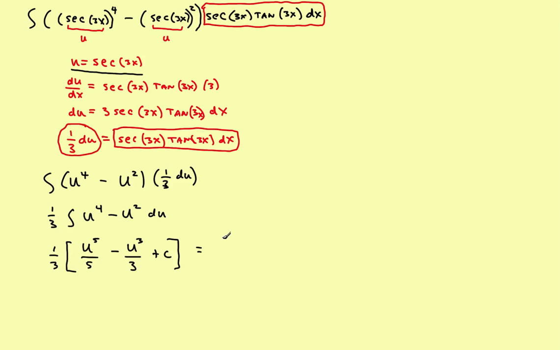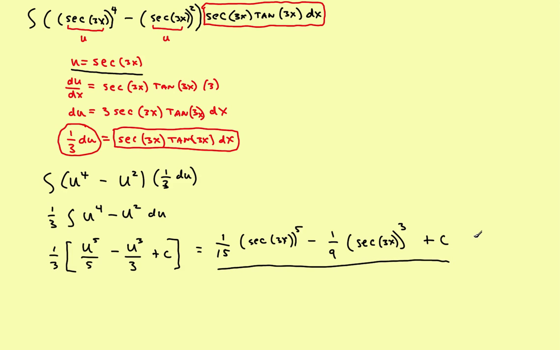So this one will become, when you distribute it, 1/15 times, this would be u to the 5th, but u is the secant of 3x, the whole thing to the 5th power. Then you've got minus, and 1/3 times 1/3 would be 1/9 of the secant of 3x, this time to the 3rd power, plus c. So that's going to be the solution right there.